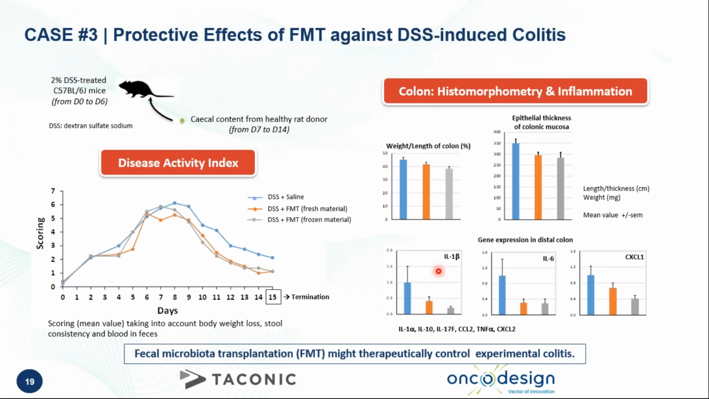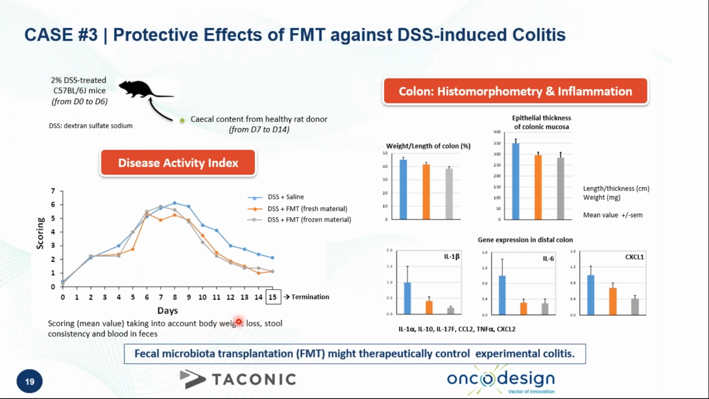So FMT can be used also as a treatment by itself and in pathologies other than cancer, such as inflammatory disease, and here colitis. And in this study case, the daily transplantation of fecal material coming from a healthy rodent into mice with colitis induced by DSS led to a faster recovery when compared to untreated animals, as reported by the disease activity index. And in fact, this scoring is taking into account body weight loss, stool consistency, and blood in the feces.